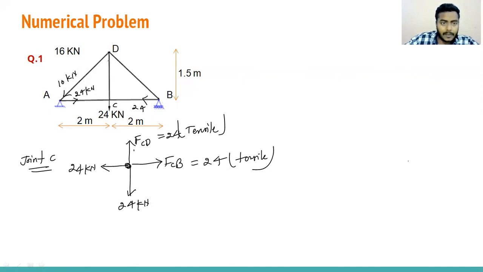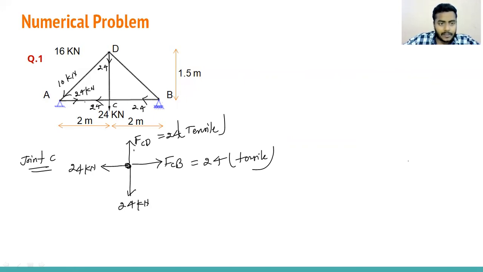हमको ये भी मिल गया FCD, ये भी टेंसाइल है. टेंसाइल मतलब पुलिंग 24. देखो सेम फोर्स अगर आप दिखा रहे हो यहाँ पे, तो जिस जॉइंट को पुल कर रहा है 24, अगर सेम फोर्स हम यहाँ पे दिखाएंगे दिस जॉइंट के अकॉर्डिंग, डायरेक्शन विल बी दिस 24. तो ये चीज आपको ध्यान रखना है, इस जॉइंट के अकॉर्डिंग आप दिखा रहे हो. उस जॉइंट को अगर पुल कर रहा है देयर इज ए टेंसाइल इन नेचर, पुश कर रहा है देयर इज ए compressive in nature. So that is compressive in nature, tensile in nature.